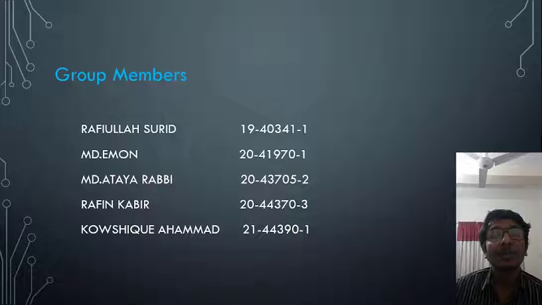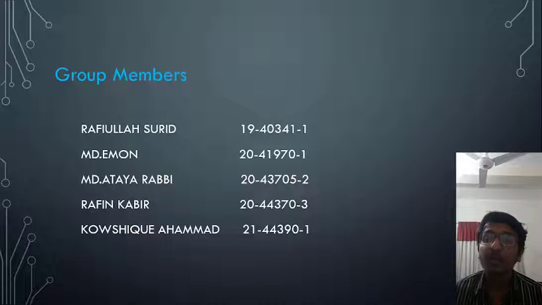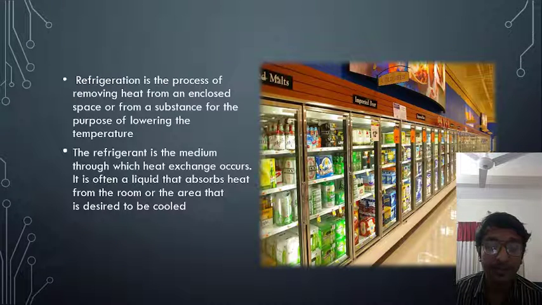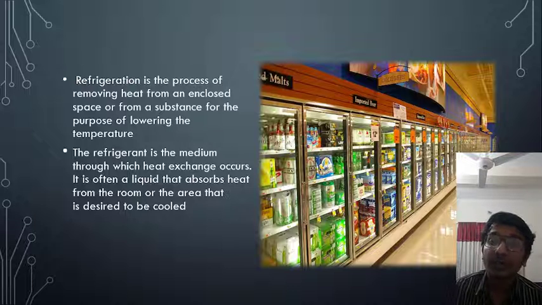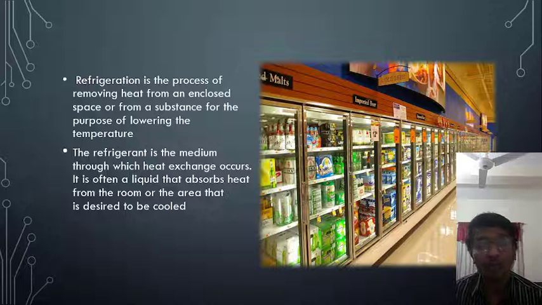We're here to discuss the assignment and final presentation of basic mechanical engineering. To discuss the problem, the first problem we can see is to define the refrigerant, tons of refrigeration, and the conversion of tons of refrigeration into kilowatt.